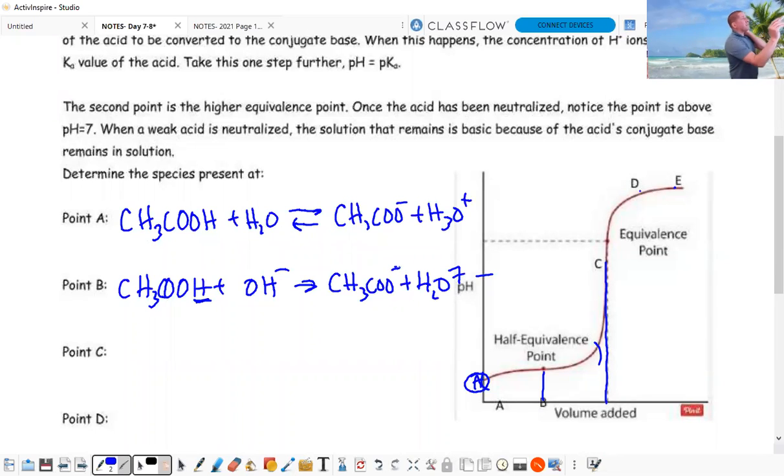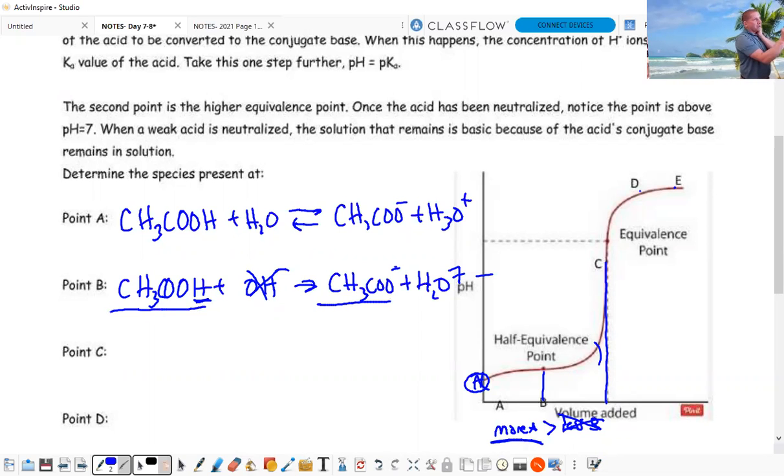So we have a buffer. Why do we have a buffer? So anywhere from point A all the way up to point C, remember, you have more acid than you do base, less base. So the base ends up being the limiting. So this ends up being the limiting. So that means you have some of this left over and you have some of this. So we can use pH equals the pKa plus the log of the base over the acid.